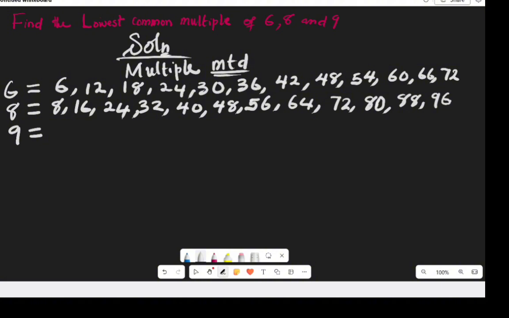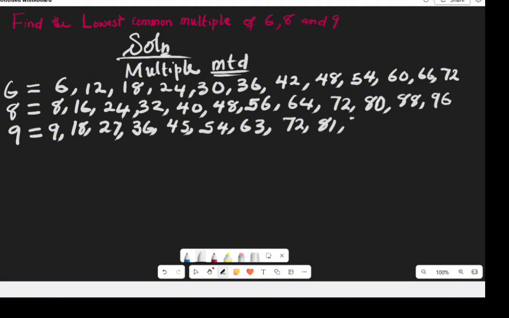Then we take the 9 times table. 9 times 1 is 9. 9 times 2, 18. 9 times 3, 27. 9 times 4, 36. 9 times 5, 45. 9 times 6, 54. 9 times 7, 63. 9 times 8, 72. 9 times 9, 81. 9 times 10, 90. 9 times 11, 99. All these are multiples of 6, 8, and 9.